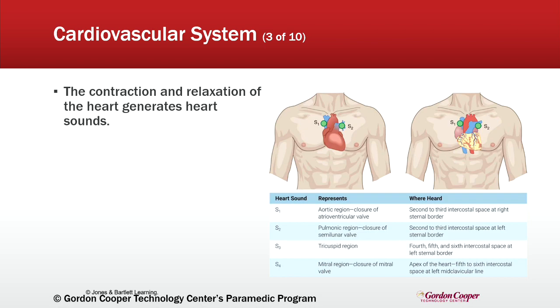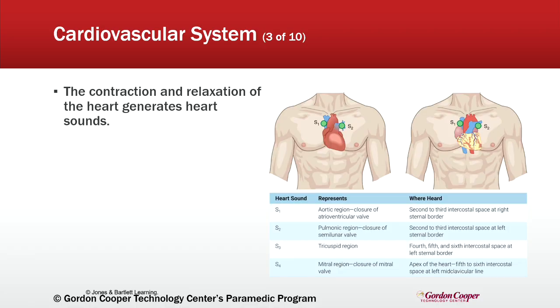S1 is the first sound caused by the closure of the atrioventricular valves, which marks the onset of the ventricular contraction or the systole. S2, the second sound heard, is caused by the closure of the semilunar valves, marking the onset of ventricular relaxation or diastole, and is usually louder than S1. It's the lub-dub, so it's a little bit louder.